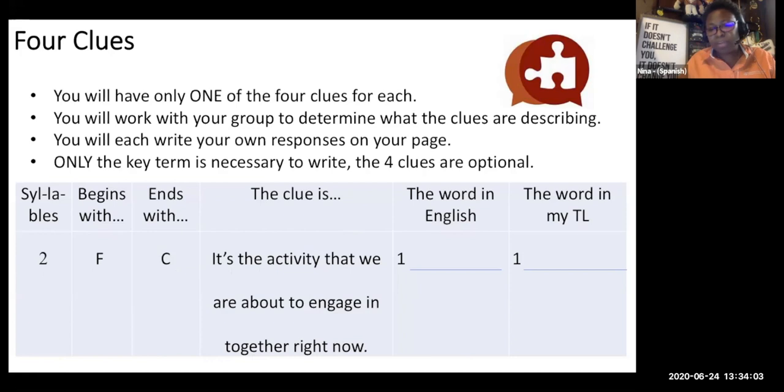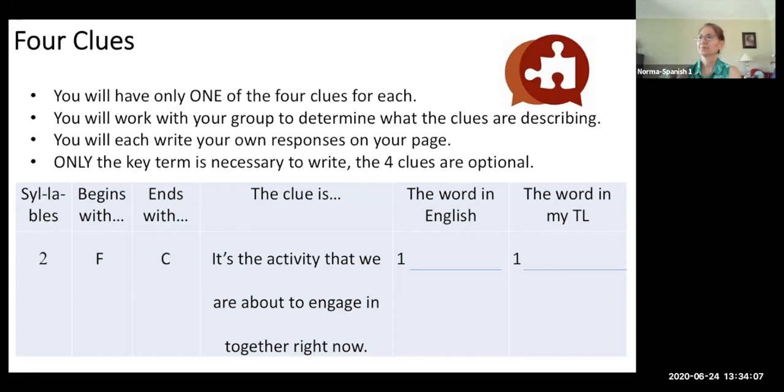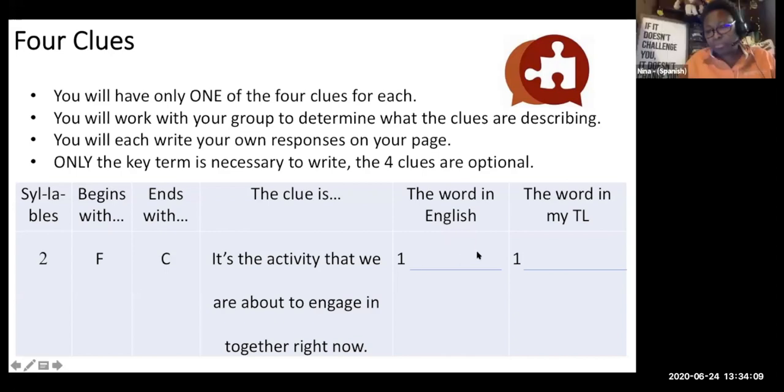It's the activity we're about to engage in right now. Two syllables. Four clues. So the answer would be four clues, right? And so you'll write it there. Does that make sense? Yes? No? Except that you wouldn't have all of this.